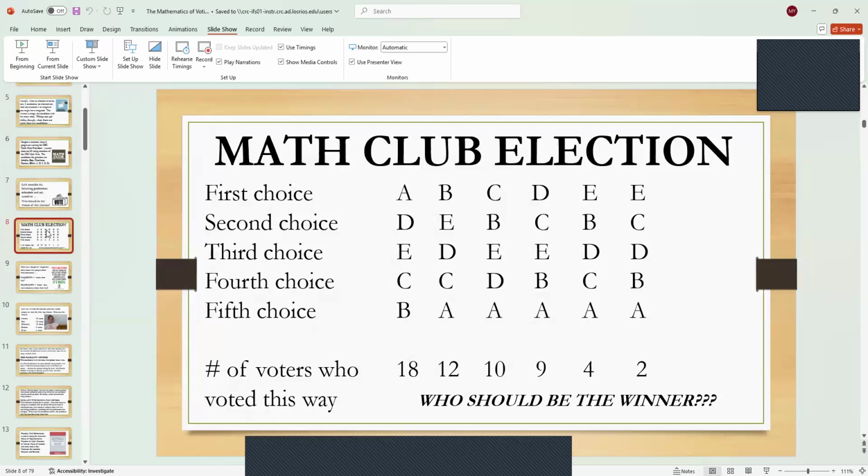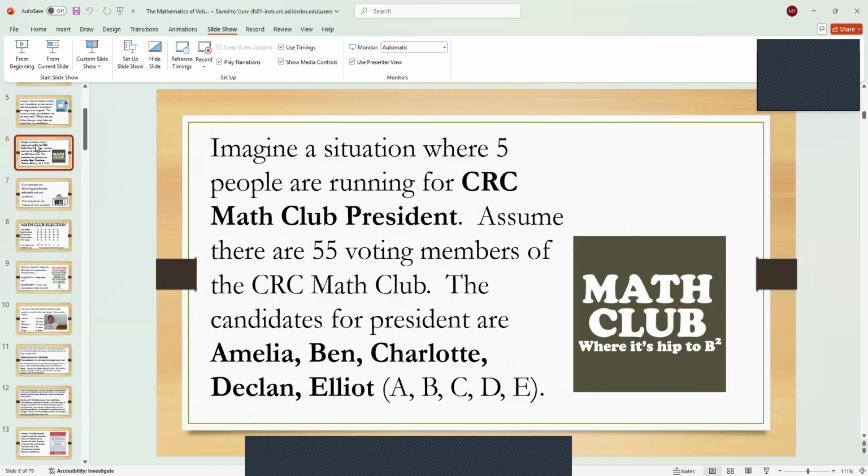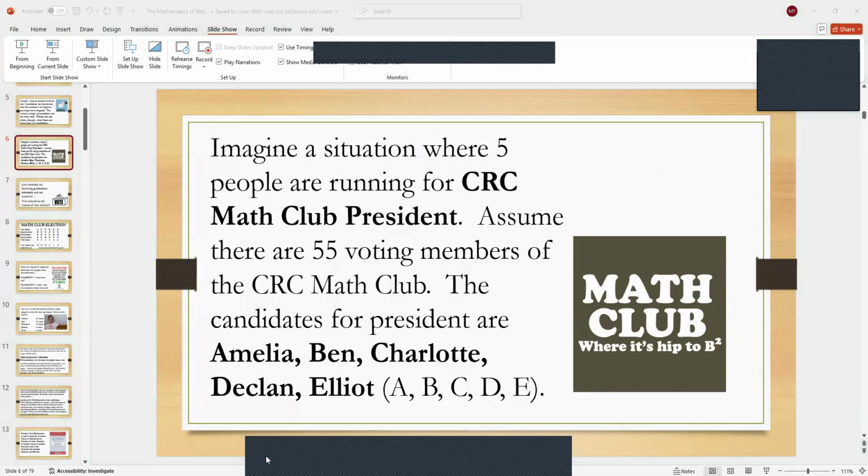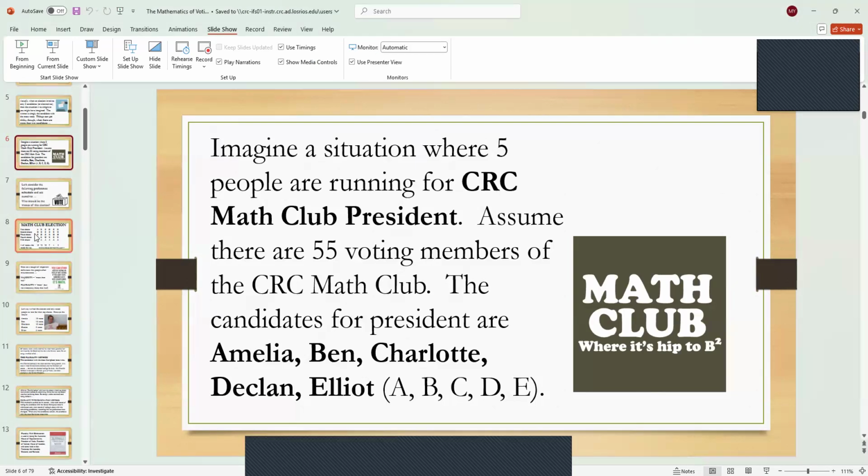So the way we're voting for this math club president, remember, we have five people running: Amelia, Ben, Charlotte, Declan, and Elliot. And the way we're figuring out the winner is we ask all 55 members to vote, but they don't just vote for their favorite candidate. They actually rank all five candidates. So they turn in a ballot that has five names on it, 1 through 5. Like, the first person is my first choice. The next person would be my second choice if I couldn't have my first choice, and so on. So that's called a preference schedule when we look at something like this.